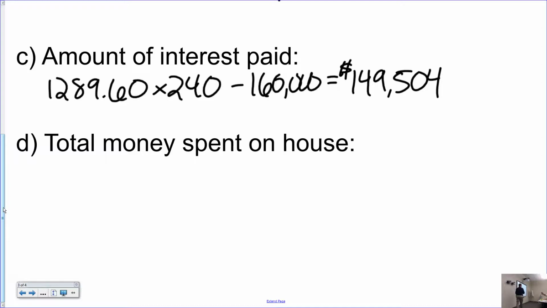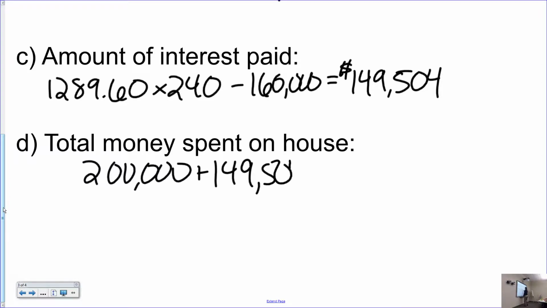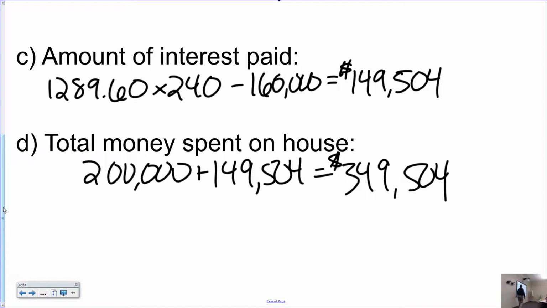Well, that's because the other one was only $110,000. This one was $200,000. So what did we really spend on this house? $349,504. Not double, which is nice.